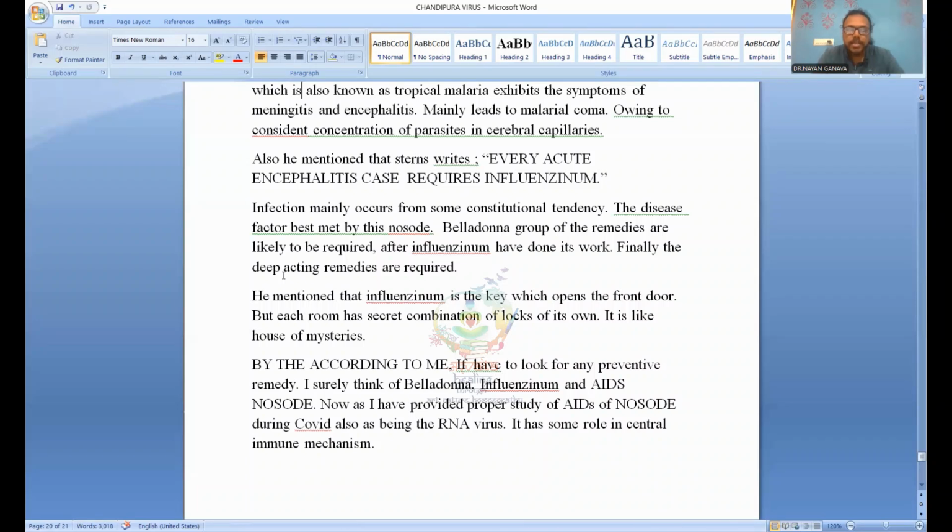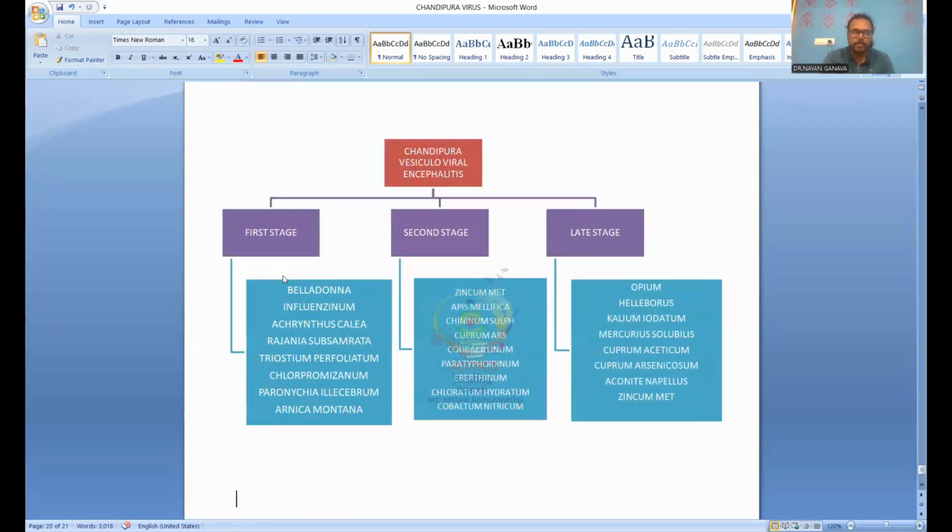He mentioned that influenzinum is the key which opens the front door, but each room has a secret combination of locks of its own. It is like a house of mystery. So first, every case needs to be prescribed influenzinum, and then you can give any deep acting, any constitutional, any therapeutic remedies which is indicated.